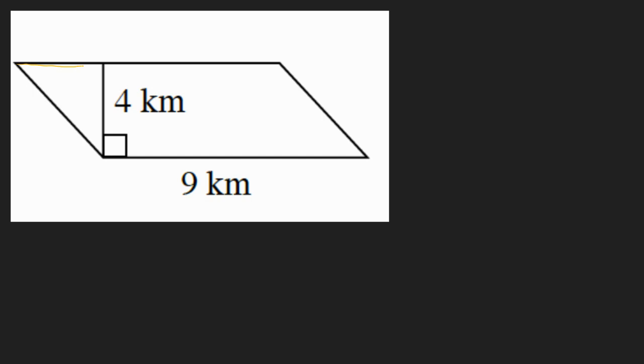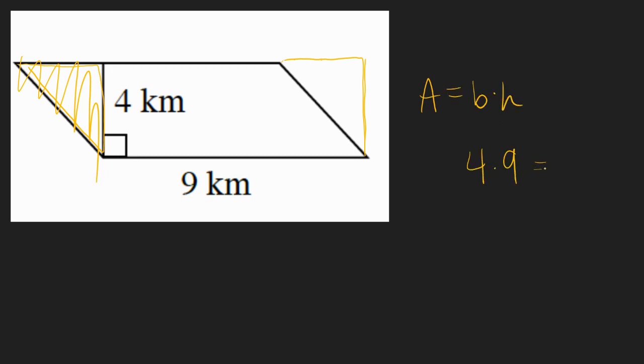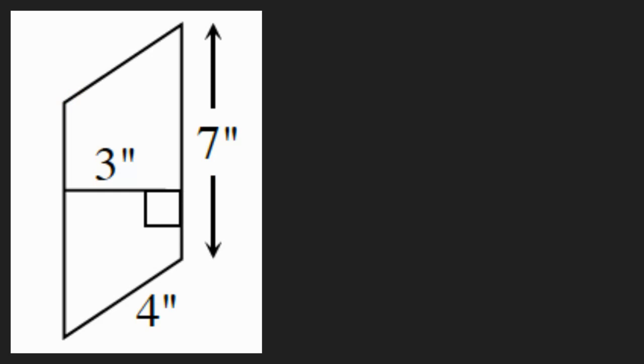Remember, I could take this chunk off and draw it in over here to make a rectangle. So like that wouldn't be there. And I just made a 4 by 9 rectangle. So we're just going to do 4 times 9 to get 36. Why don't you try? This one's a little trickier.